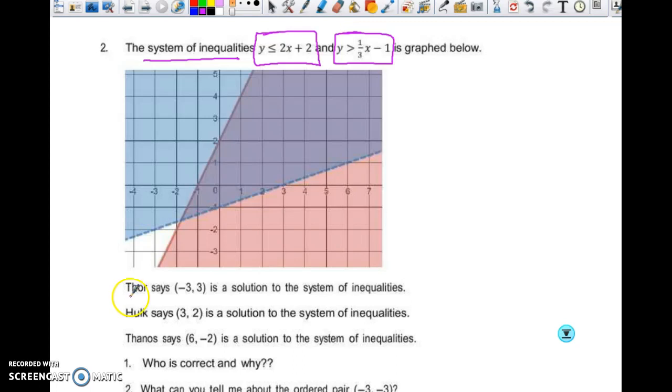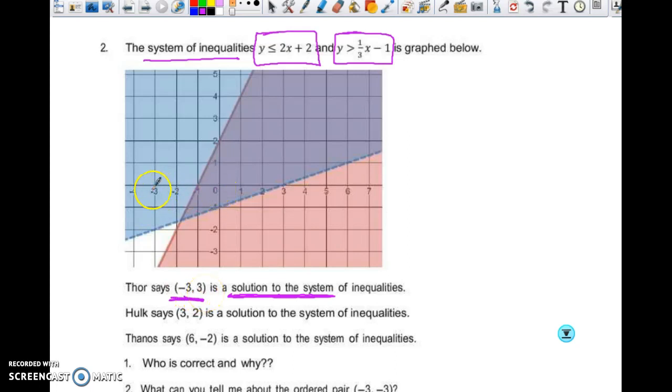So now Thor says that (3, -3) is a solution to the system. So how do we know we have a solution to the system, right? We know it's in the shaded area, but a system is now more than one line. So we know that the solution has to be where both shading comes together, right? Because it's a system. So Thor says that (-3, 3) is a solution.